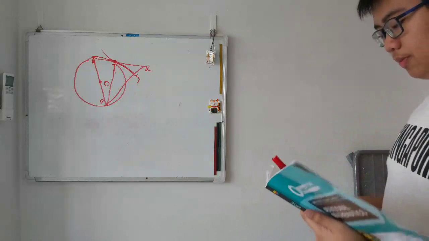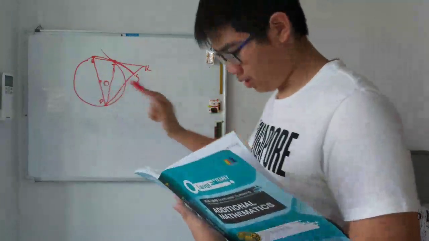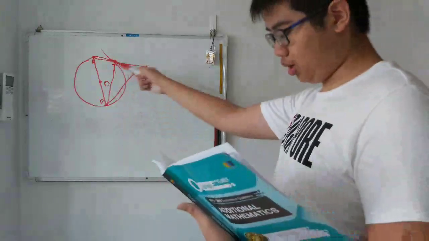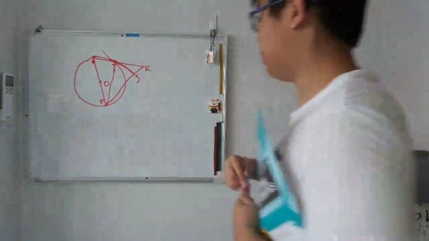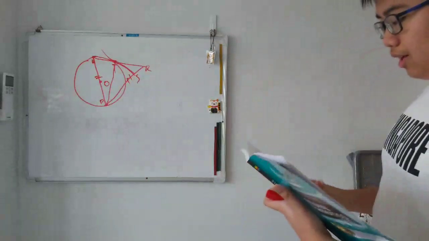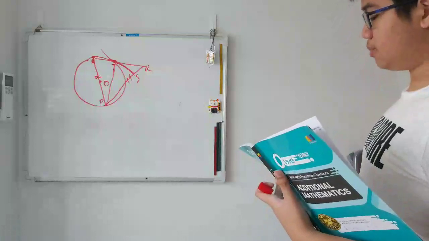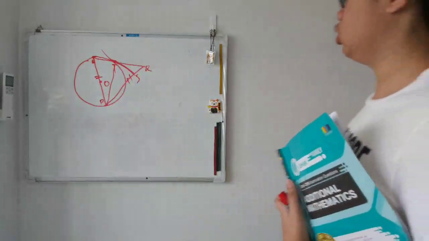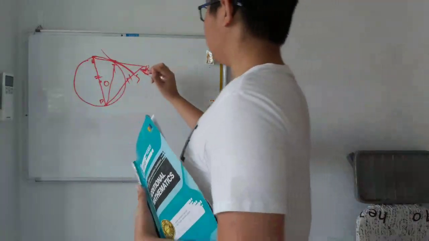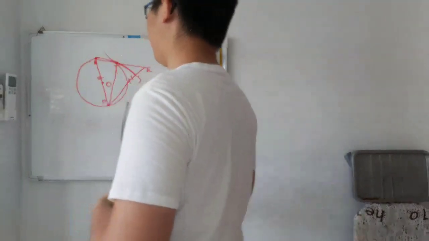So let me read the question for you. In the diagram, PQ is the diameter of a circle centered O. You can see that. Triangle PQR is an isosceles triangle with PQ equals to PR. So let's do this. The line QR intersects the circle at T, okay? And the tangent to the circle at T meets PR at S. So first we need to show that the angle TSR is equal to 90 degrees. We need to show that this here, TSR, is a right angle.